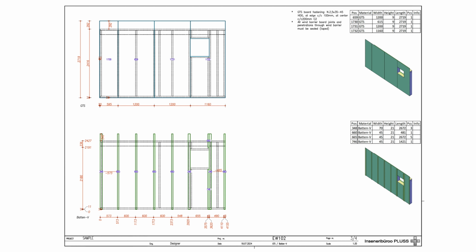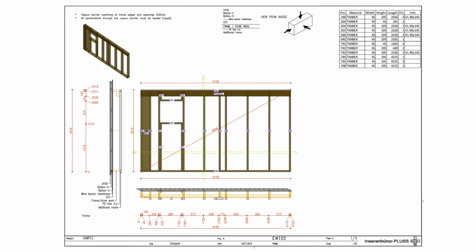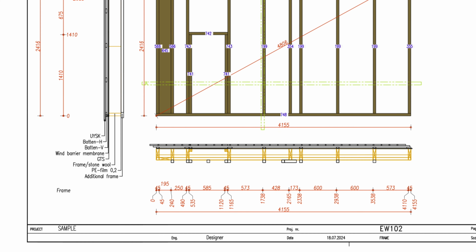The information necessary for this comes to the compiler of the drawing from the engineer who performs the load-bearing calculations of the structure. In order for the element builder to have an overview of which layers the element must eventually contain, a description of the layers is also added to the element drawing. Here you see the layering list from external layers up to internal layers: UYSK is facade type, vertical and horizontal battens, wind barrier membrane, wind barrier board, insulation and frame, vapor barrier and additional frame.